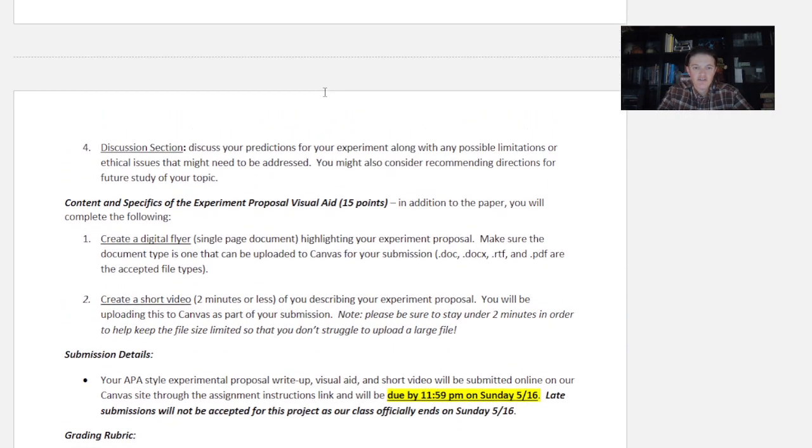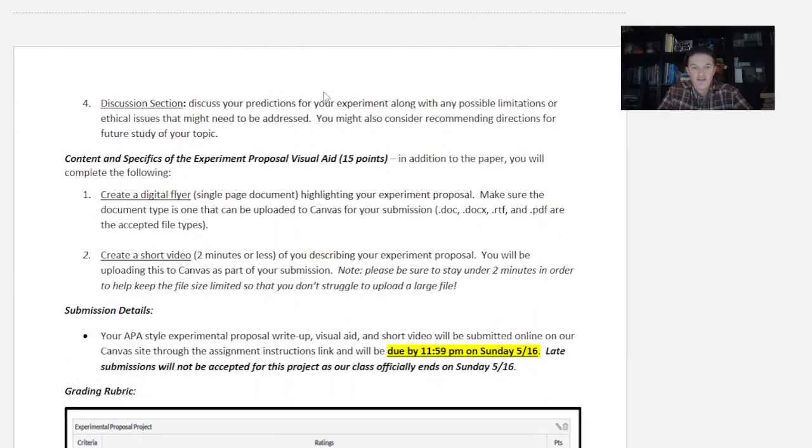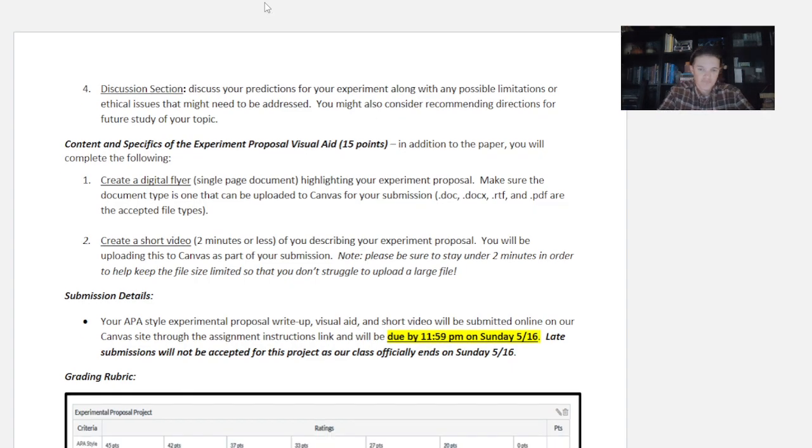And then you should have a little discussion section as well. Your discussion is going to be your predictions, along with any limitations or ethical issues you might have. You could also talk a little bit about future directions. Like if this were something that was actually done, what else could we do to build off of it?